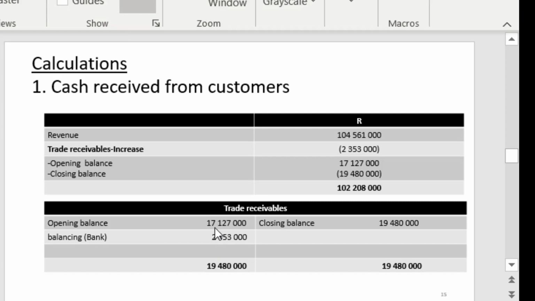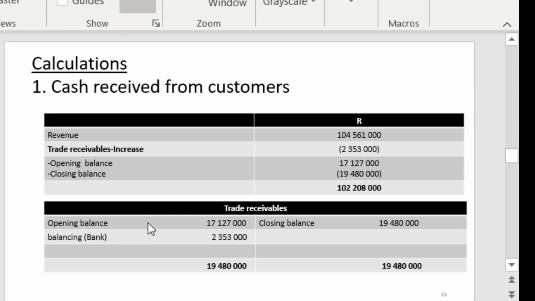If you're using the T accounts, you must know that trade receivables is an asset. Trade receivables is an asset. Therefore, the opening balance will be on the debit side and the closing balance will be on the credit side. The difference between the two will be your cash movement, which you will take into account with revenue. If you take revenue given and the difference of 2,353,000, which is an increase.